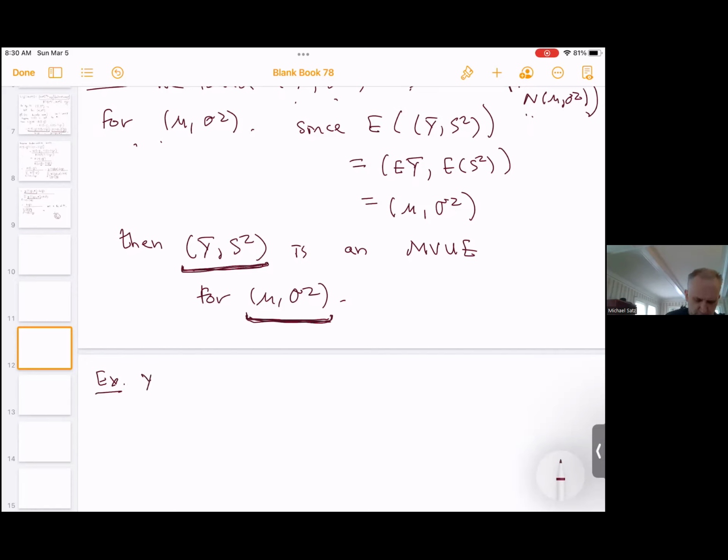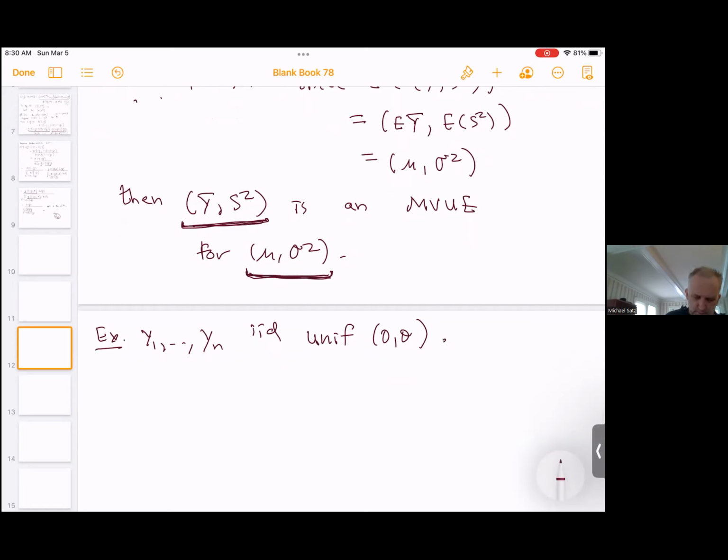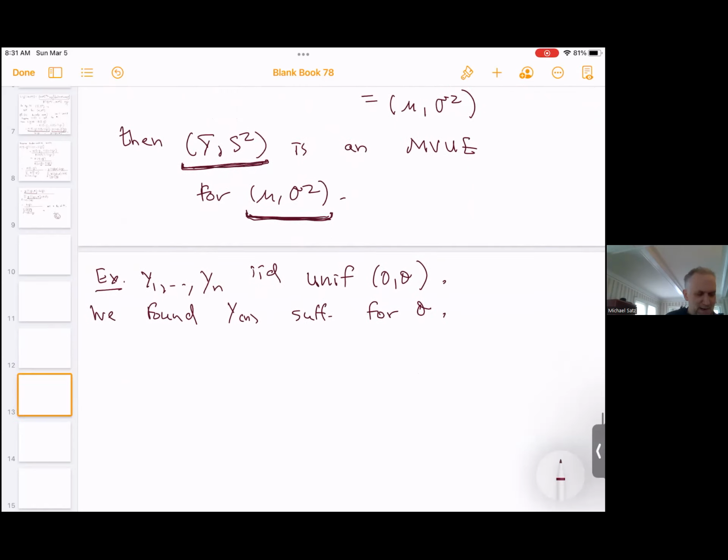So suppose I have Y1, ..., Yn, IID, we looked at this already. And we found Yn, the max, was sufficient for theta. However, Yn is not unbiased. Let's just derive this, the expected value of Yn. So first we need the density.